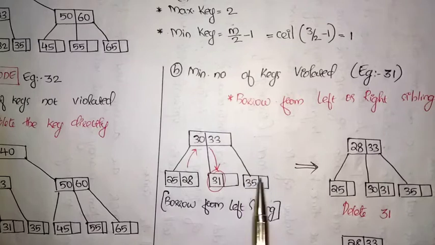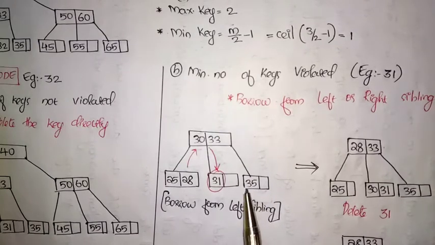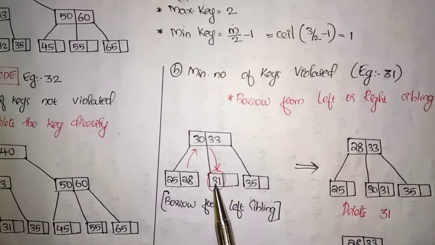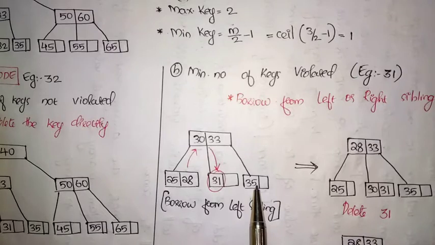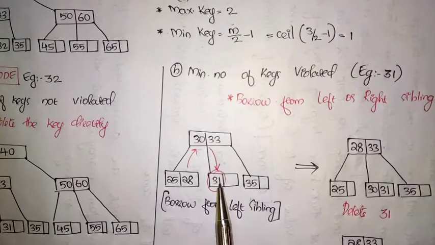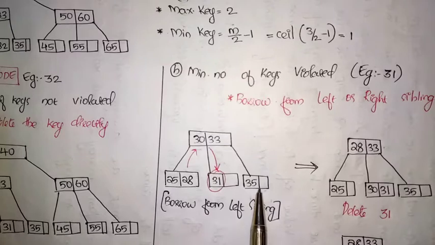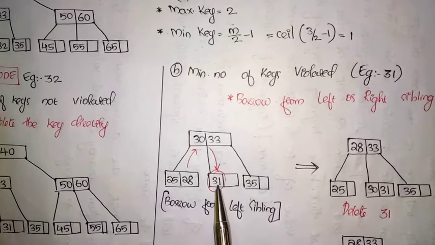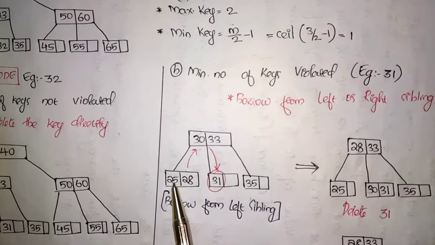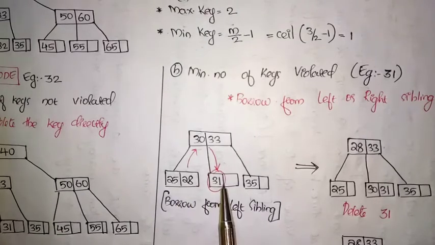No, because the right sibling has only a single key, 35. If I give this particular key to this node, it is going to violate our minimum number of keys condition. So this node cannot borrow a key from its right sibling. The only possible way is that it can borrow a key from the left sibling, right? Because here the total number of keys is 2. Even if this node gives a key to this node, it is not going to violate the minimum number of keys condition.